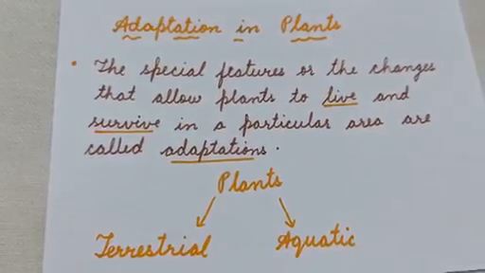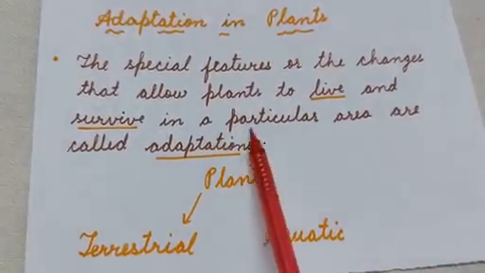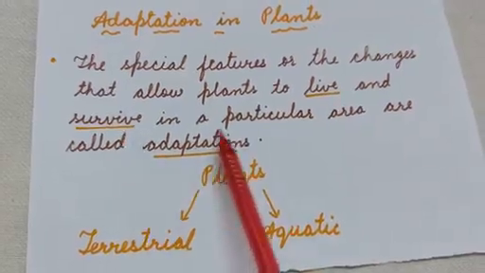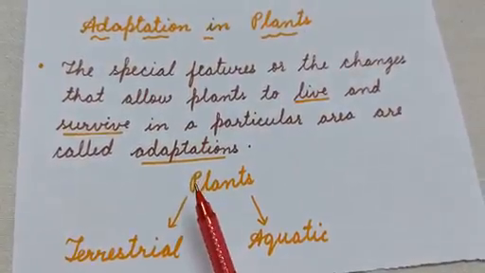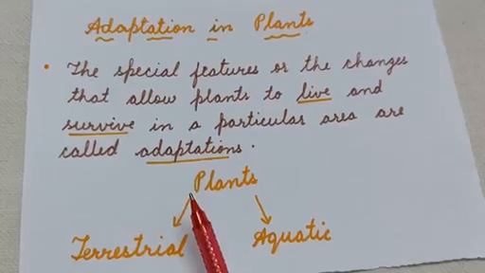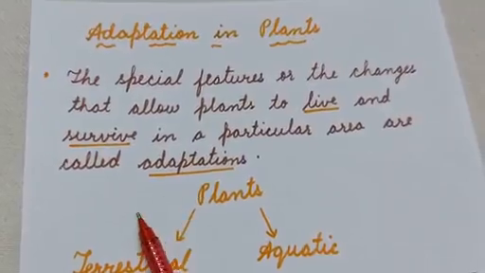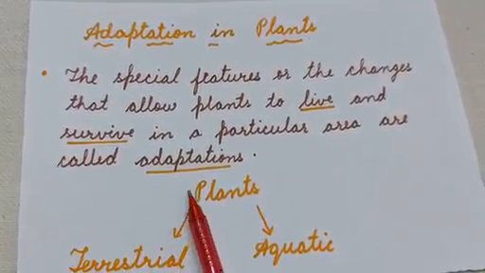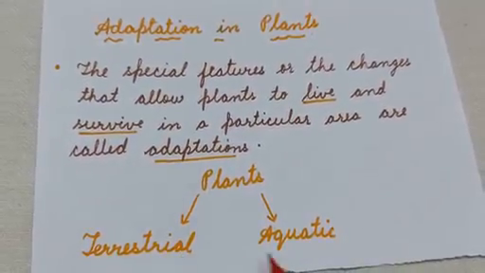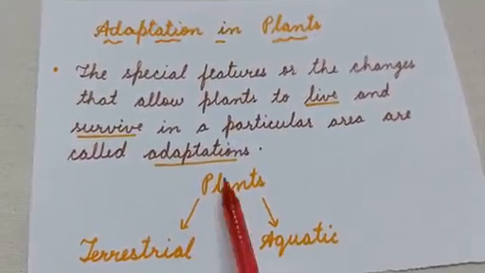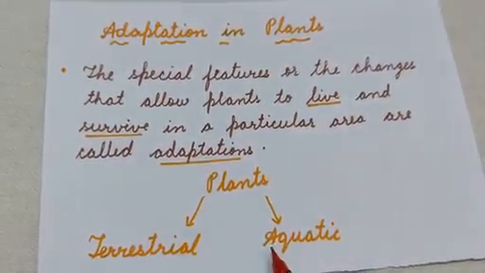So what do you mean by adaptation in plants, children? The special features or the changes that allow plants to live and survive in a particular area are called adaptations. So the features which allow a plant to live and survive in a particular area properly are called adaptations. On the basis of adaptations, plants are categorized into two types: terrestrial plants and aquatic plants.